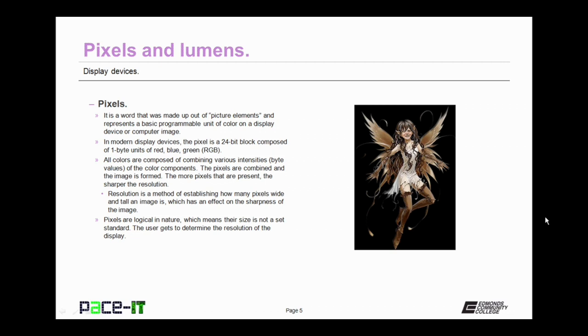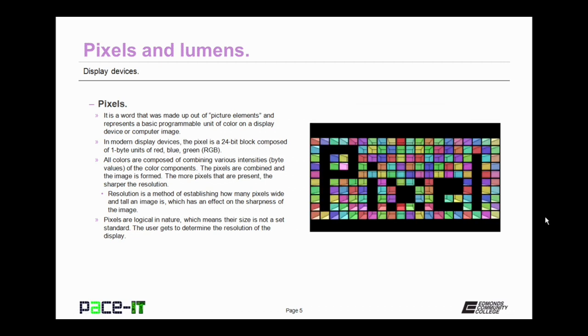I'm sorry, this is about pixels, not pixies. Now, pixels is a word that's made up out of picture elements, and it represents a basic programmable unit of color on a display device or computer image. In the modern display device, the pixel is a 24-bit block that is composed of 1-byte units of red, blue, and green, RGB. All the colors of the spectrum are composed by combining various intensities, byte values, of the color component. The pixels are combined and the image is formed.